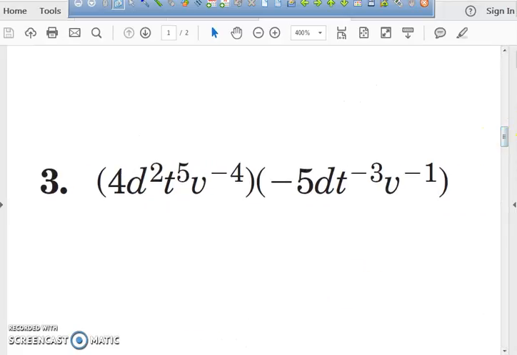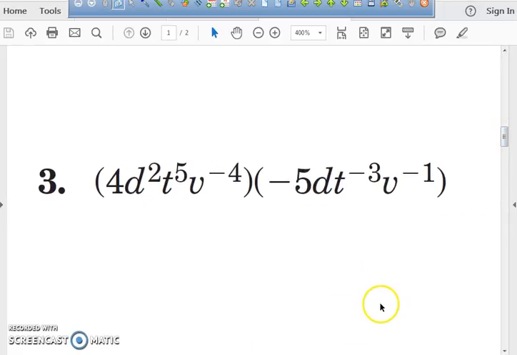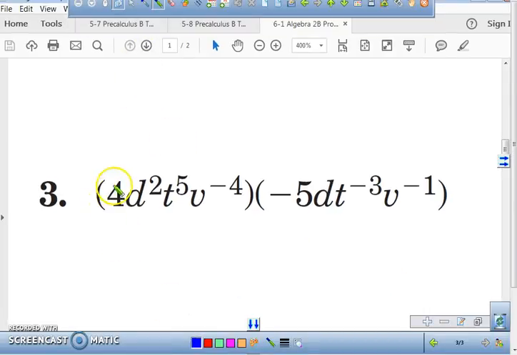Holy cow, that's a lot of numbers. So right now, go ahead and write down, not number two, number three. Write down number three in your journal exactly as it appears. All right, problem number three, we have a whole bunch going on right now. All right, I'm going to highlight something. I'm going to highlight this 4 and this negative 5.